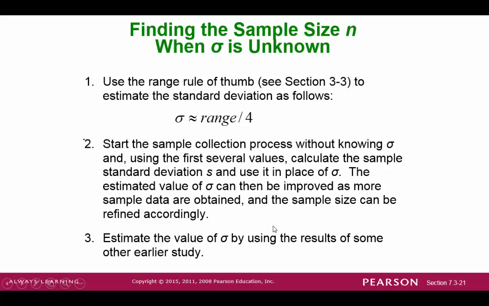So back to the idea of finding out sigma. If we don't know what sigma is, and chances are we don't, we can use the range rule of thumb to find the range of values. We can estimate the range of values and then divide that by 4, and so that can be our sigma. You can also start a sample collection process without knowing sigma and then calculate your sample standard deviation for that. Or you can rely on a study that was done earlier for a value for the standard deviation.